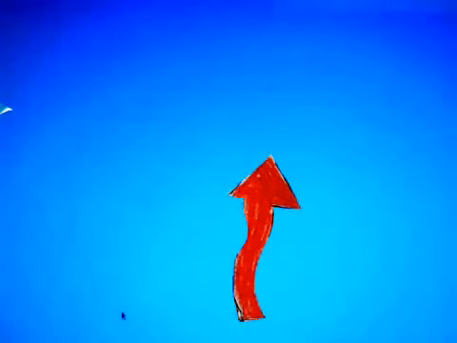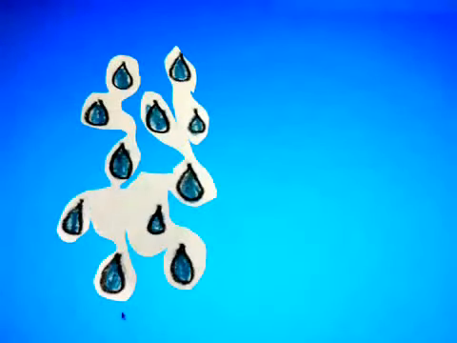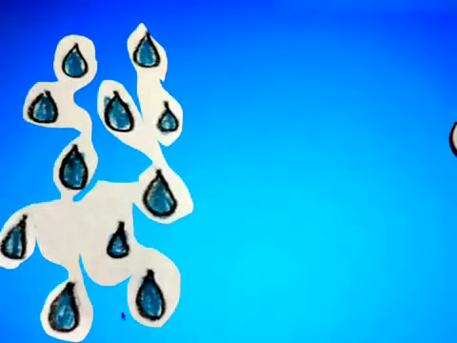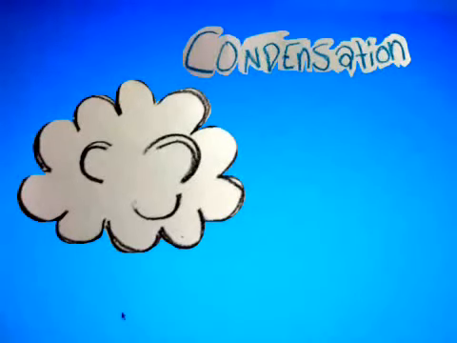As this vapor rises higher into the sky, it begins to lose heat energy. Then it condenses to form water droplets. Now water is in its liquid form. An average droplet has a diameter of 20 millimeters. When billions of these droplets are close together, a cloud forms. This is known as condensation.